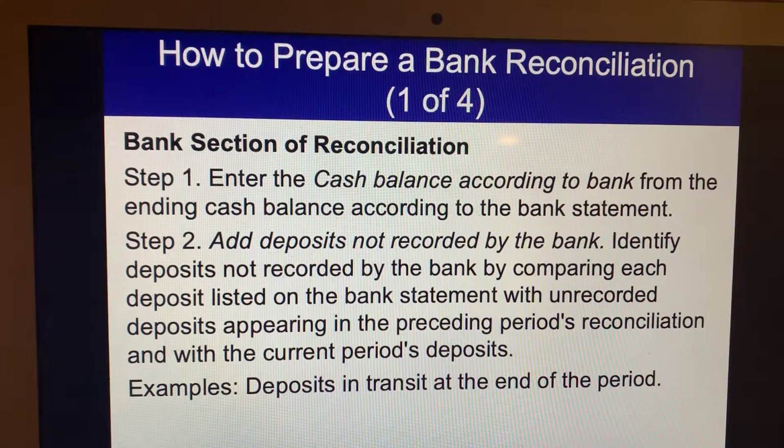Step 2, add deposits not recorded by the bank. Identify deposits not recorded by the bank by comparing each deposit listed in the bank statement with unrecorded deposits appearing in the preceding period's reconciliation with the current period's deposit. Example, deposits in transit at the end of the period.